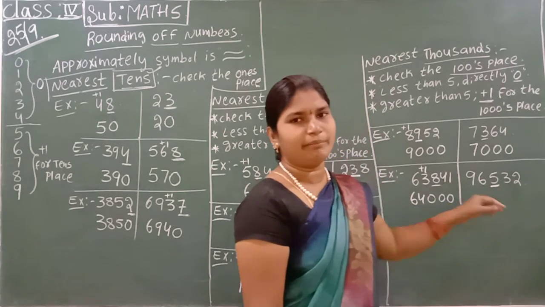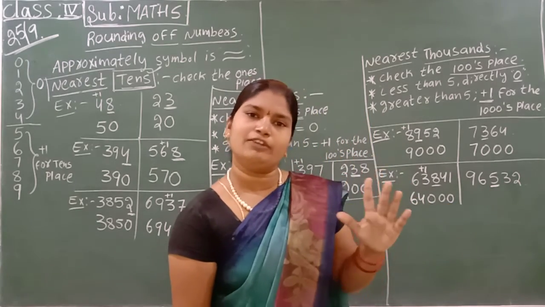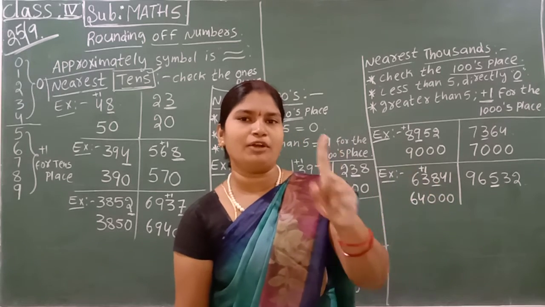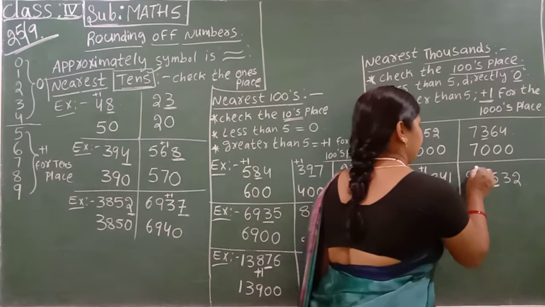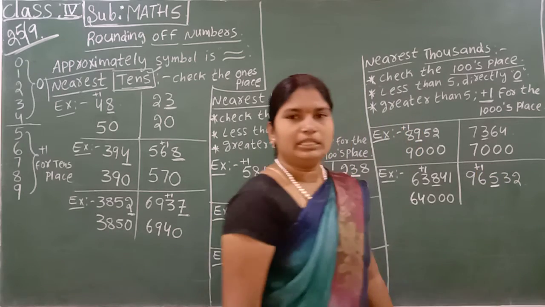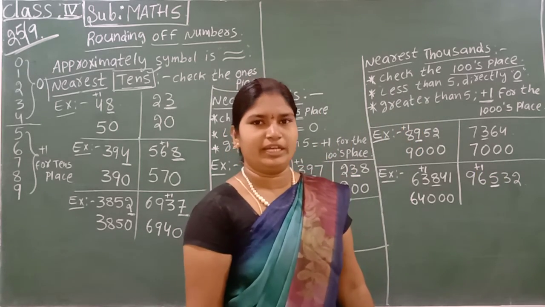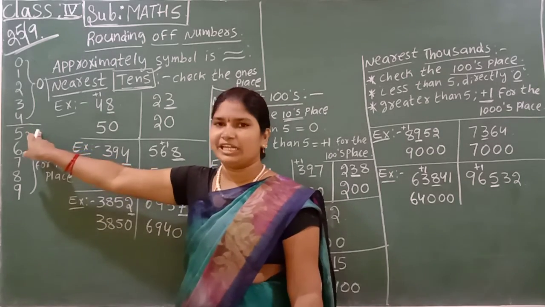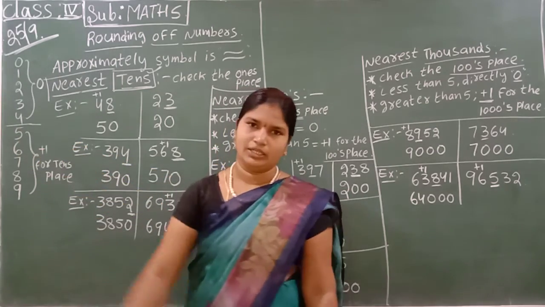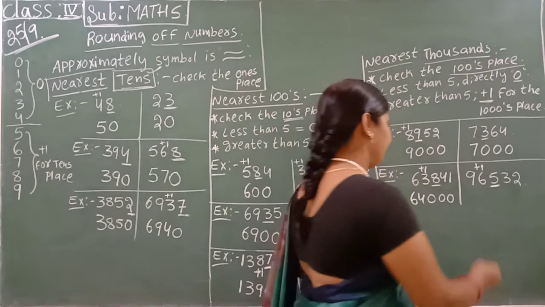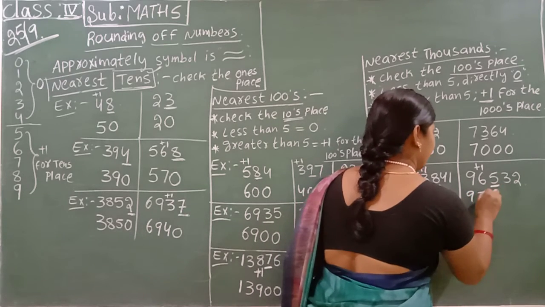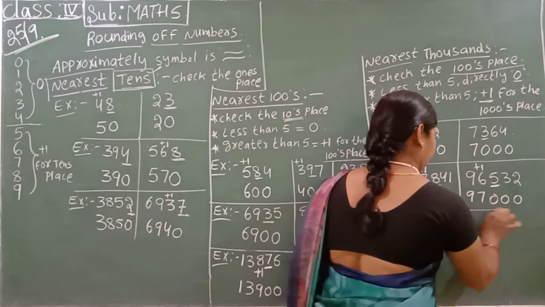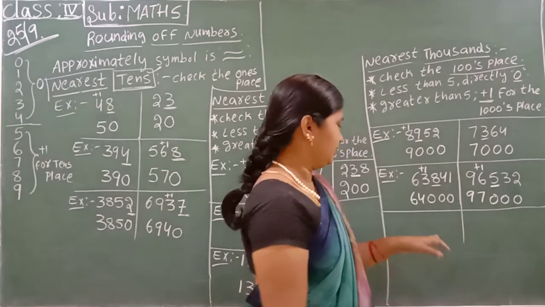Next, 96,532. The underlined number is 5. It is equal to 5. Equal to 5 means also you have to add 1 for the thousands place. Okay, why? Because here we round up. If it is 5, also add 1. Next, 9. 6 plus 1, 7. Remaining 3 digits, zeros. Okay, children.